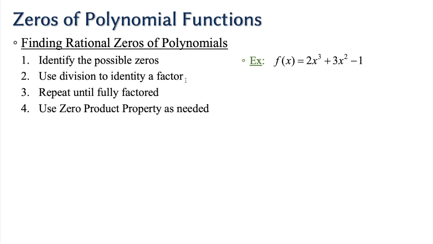Once you figure out at least one factor, you can keep repeating that if needed, or if the result is factorable, you keep going until you fully factor the polynomial. And once that's done, of course, you can use the zero product property to get all the solutions.